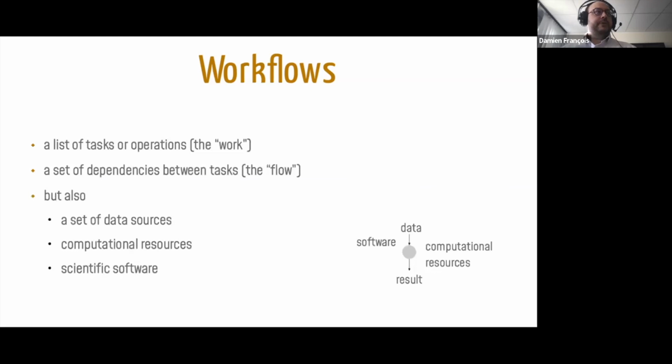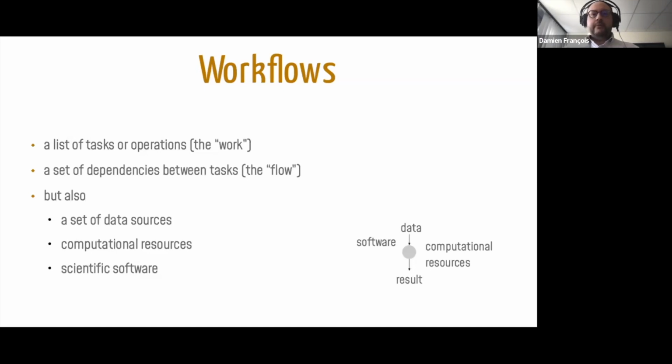So a workflow basically consists of a list of tasks, which are the work part of the workflow, and a list of dependencies between the tasks, which implement the flow. But also around it, you have a set of data sources most of the time. You will need computational resources and, of course, some software to process the input to produce the output.